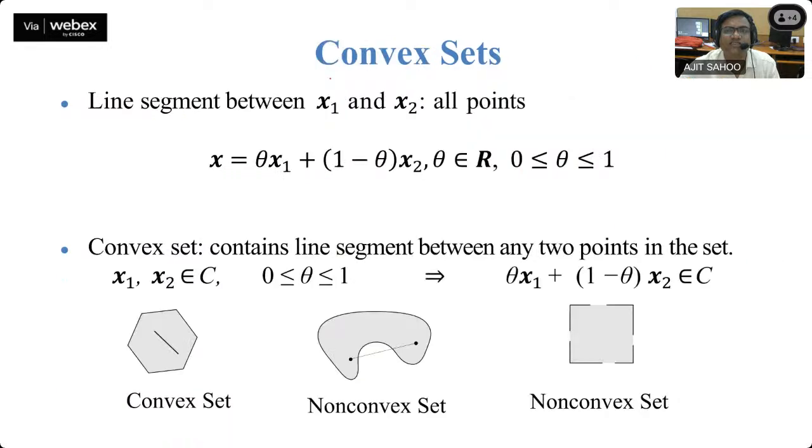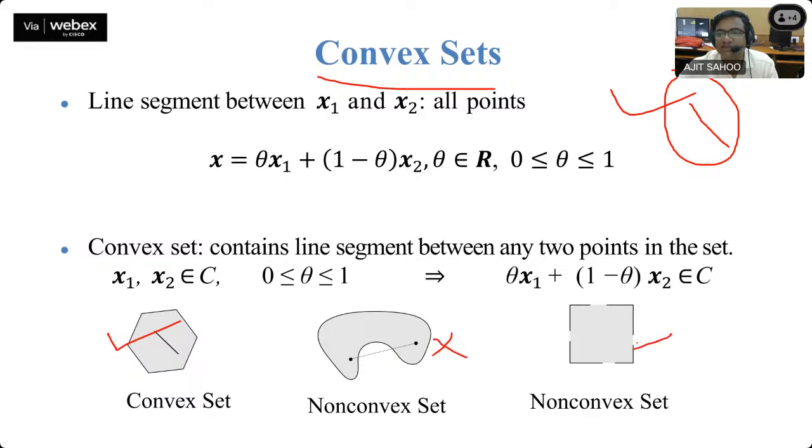Then come to convex. A convex set means you take any set like this, take 2 points and join them. If the line lies inside the set, that is called a convex set. So here this one is a convex set, this one is a convex set, and this one is not a convex set, because if you choose this point and this point and join them, the line is not inside the set.